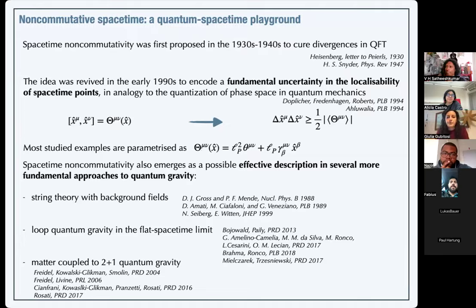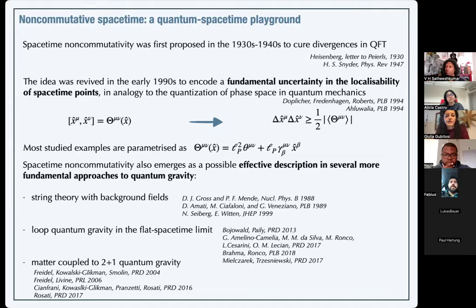And as I said, it is important also to always keep an eye on what fundamental theories of quantum gravity tell us. And it is interesting that spacetime non-commutativity does emerge in some limits of some theories. So it is not unreasonable to think about it. For example, it emerges when you do string theory with background fields. And in that case, the non-commutativity is given by your background field.